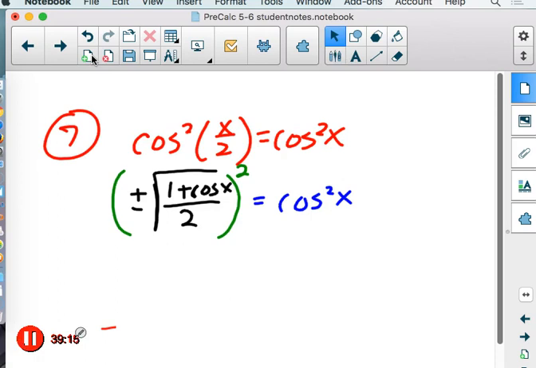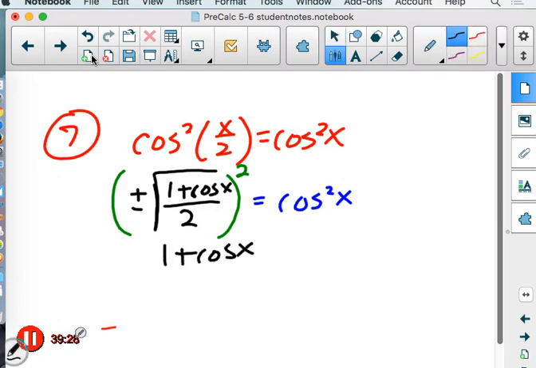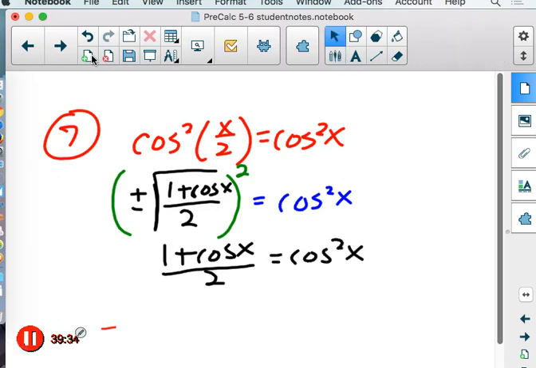Is that plus or minus going to matter if you square this? It's going to be positive no matter what, right? And then squaring a square root is going to cancel out. Oh, this just got much nicer right away. 1 plus cosine of x over 2 equals cosine squared x. We didn't have any fractions when we were factoring before. How can we get rid of that too? Multiply both sides by 2. And it'll look a little nicer.